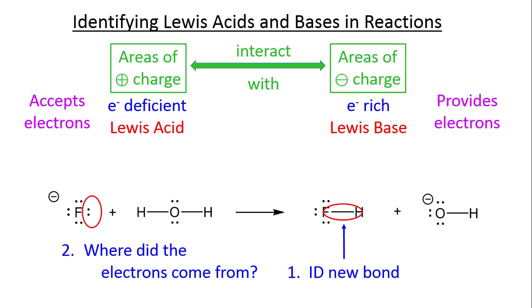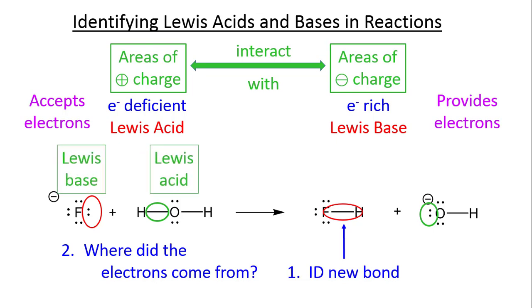You should note something else that changes. The shared pair in the original HO bond is converted to a lone pair on oxygen. While this won't affect our assignment of the Lewis acid and Lewis base, we will want to pay attention to that in future problems. Since fluoride ion provided the electrons for the new bond that forms, we can assign the fluoride as the Lewis base and water as the Lewis acid in this reaction.